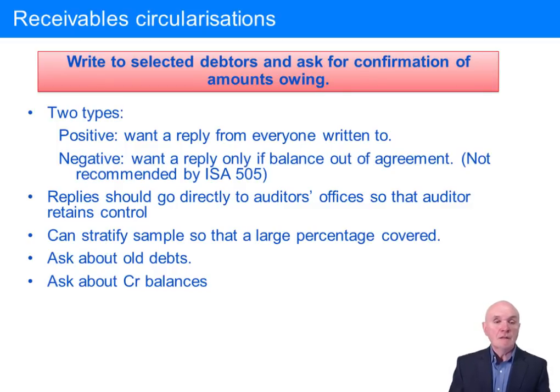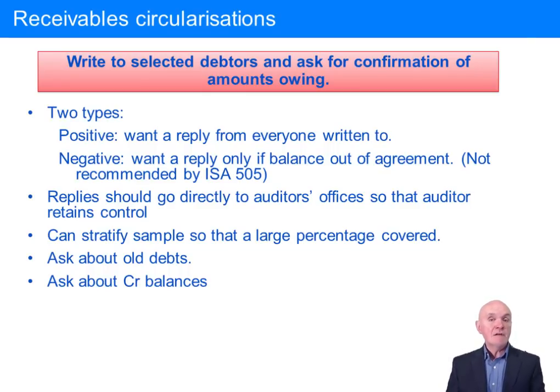There are two types of circularization, positive and negative. A positive circularization is where you want the customer to reply whether or not they agree with the balance. So if they agree with the balance, they will just sign the letter, post it back saying we agree. If they don't agree with the balance, they will say what balance they have. And any differences, apart from any errors, you hope can be explained by timing differences.